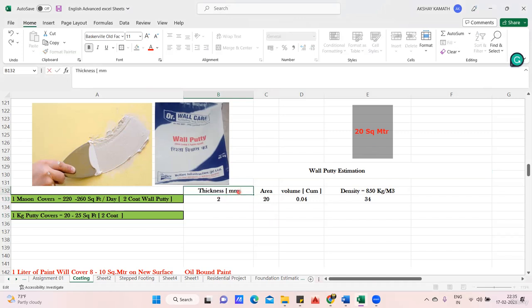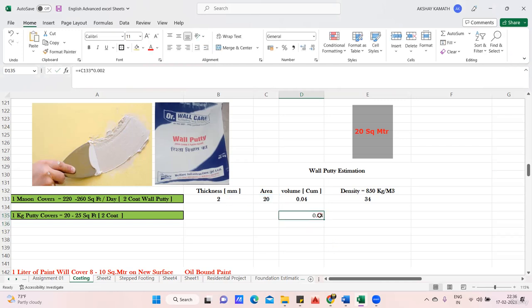Can I not find the volume of this? The volume will be very simple: 20 into 0.002. If you want, I'll do it here. 20 multiplied by 2 mm. I want to convert this into meter, so it will be 2 divided by 1000, or 0.002. So it will come out to be 0.04 cubic meter of wall putty required.